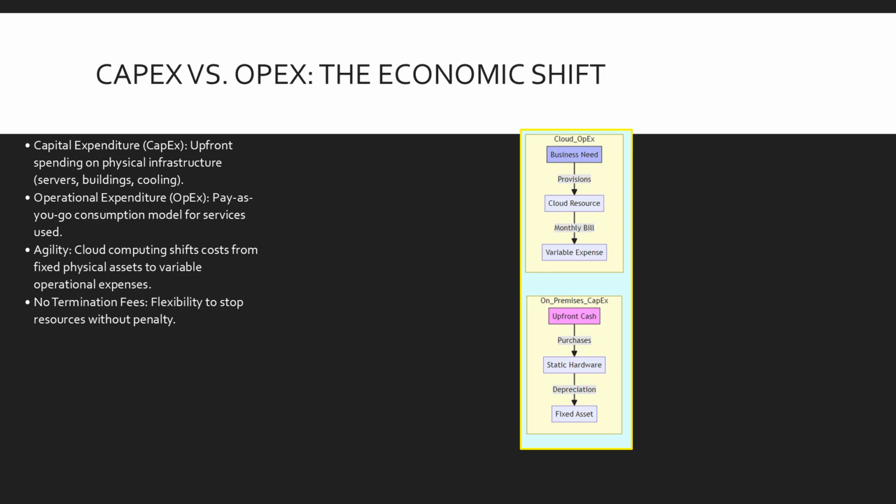This flowchart visualizes the economic transition. On the left, under on-premises CapEx, large upfront cash flows into static hardware, resulting in a depreciating fixed asset. On the right, under Cloud OpEx, the flow starts with a business need that provisions a resource, resulting in a variable monthly expense. This illustrates how the cloud converts a rigid investment into a flexible operational cost.